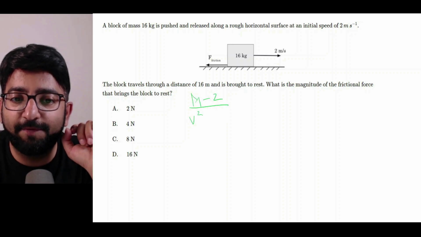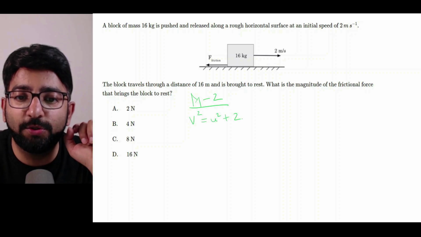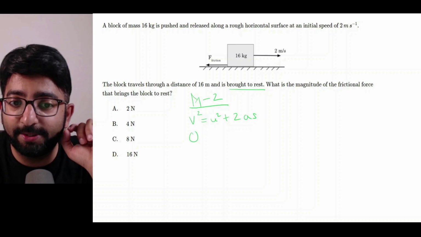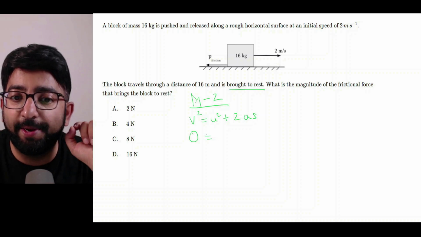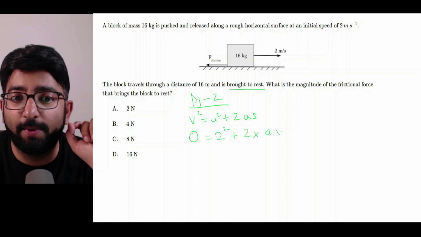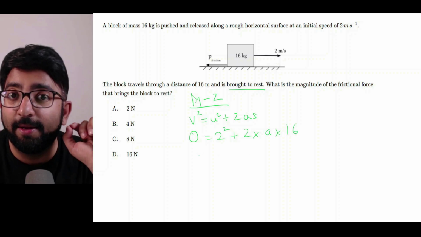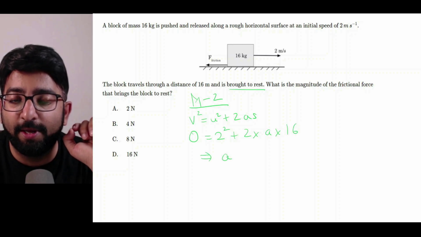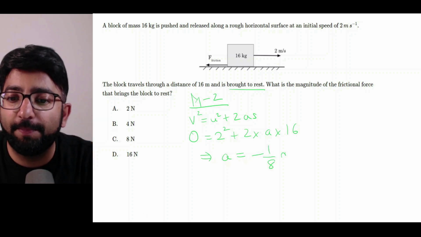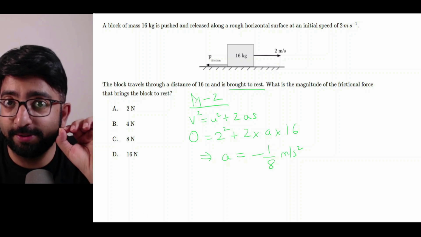All right, let's solve this question using the CUAT equation, method number 2. So the equation is v square is equal to u square plus 2as. Final speed is 0 because the object comes to rest. Initial speed is given to us as 2 meters per second. So we will write 2 square plus 2 times the acceleration multiplied by distance, which is 16. Now, if we simplify this expression, we will get the acceleration as negative 1 upon 8 meter per second square. So this is the value of acceleration.